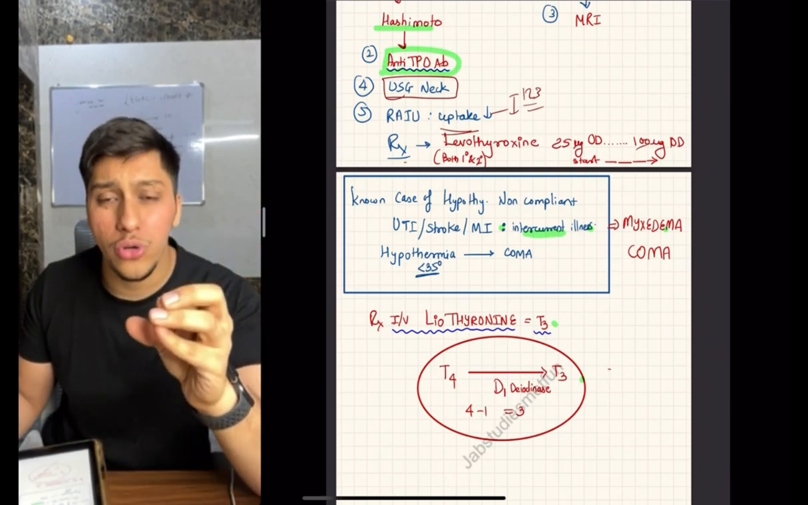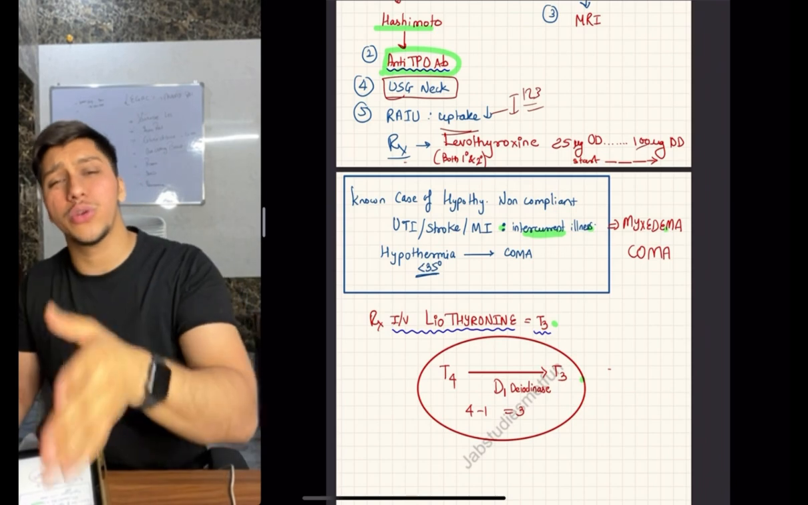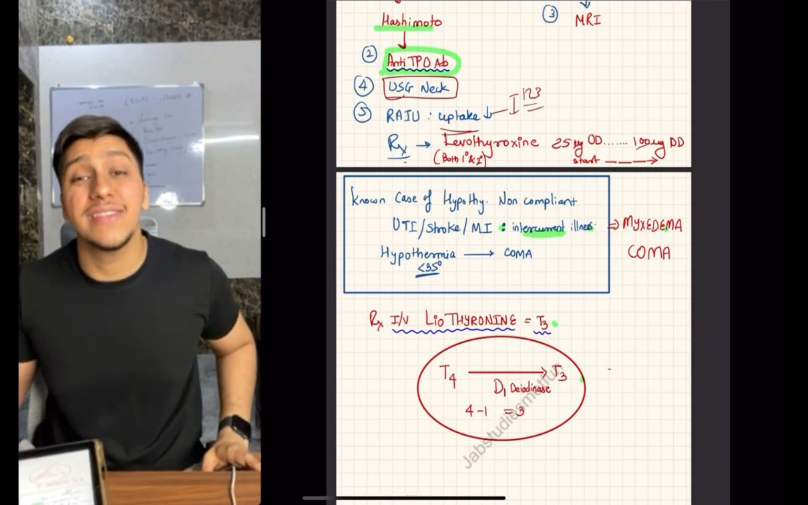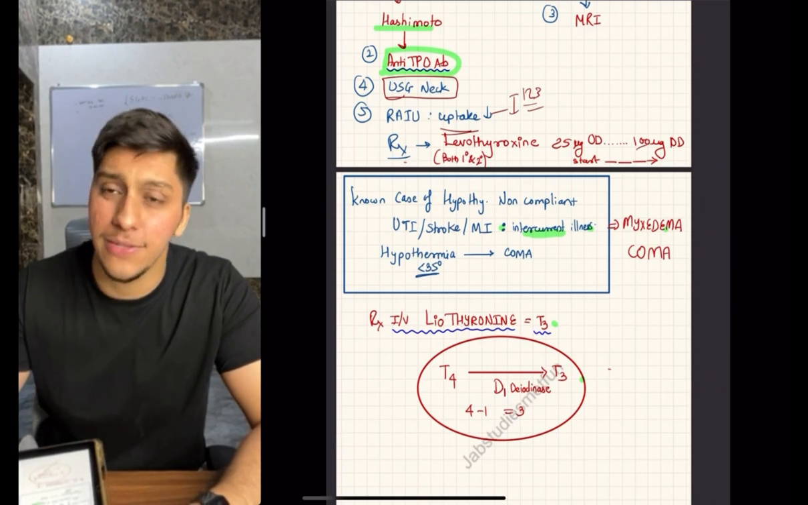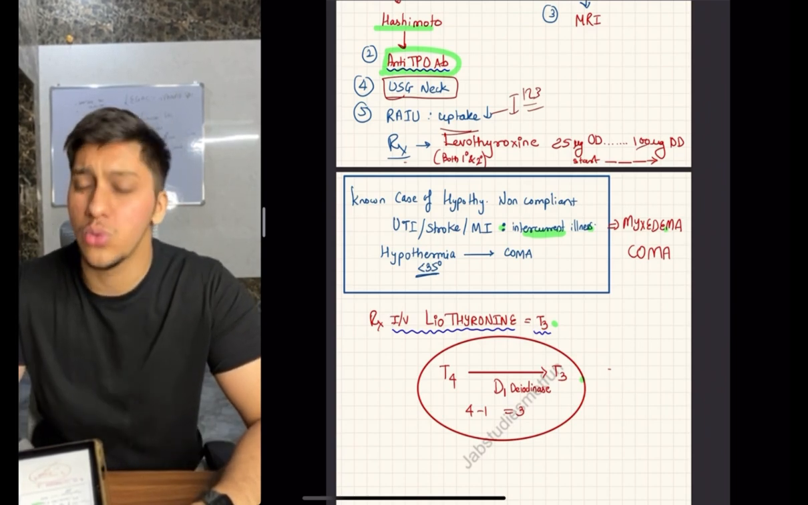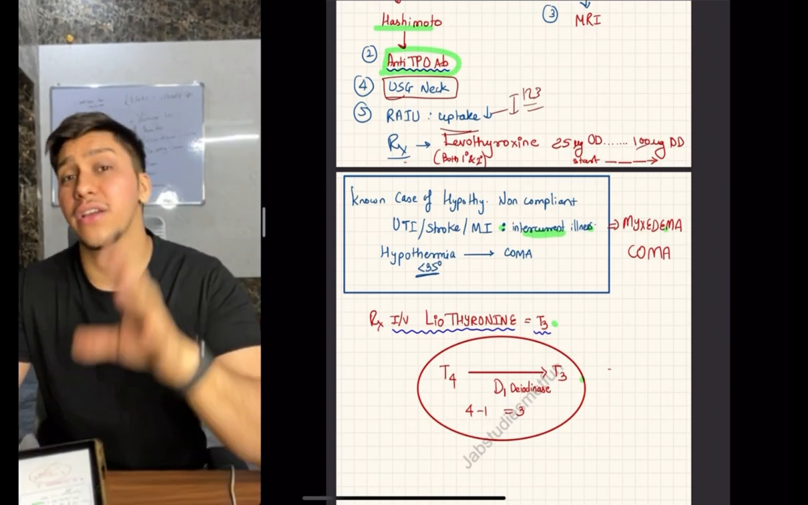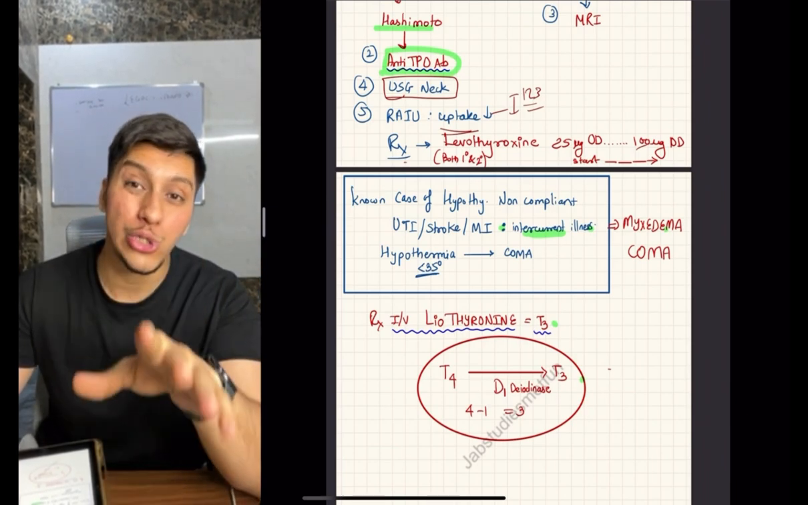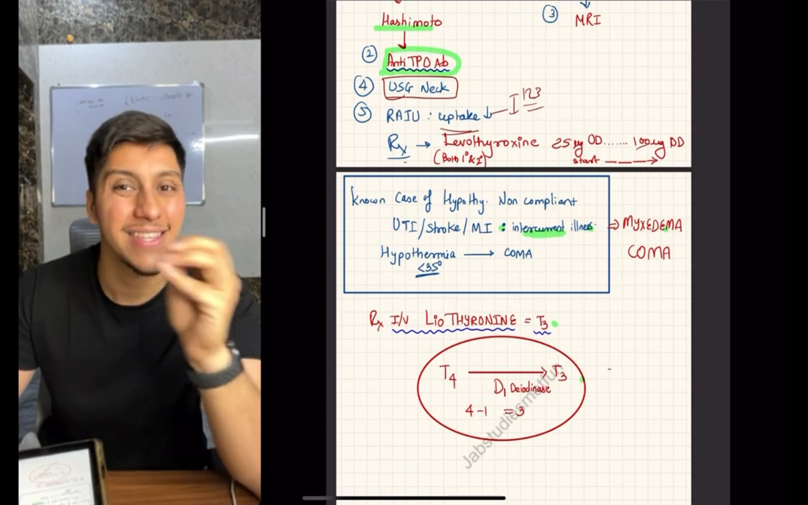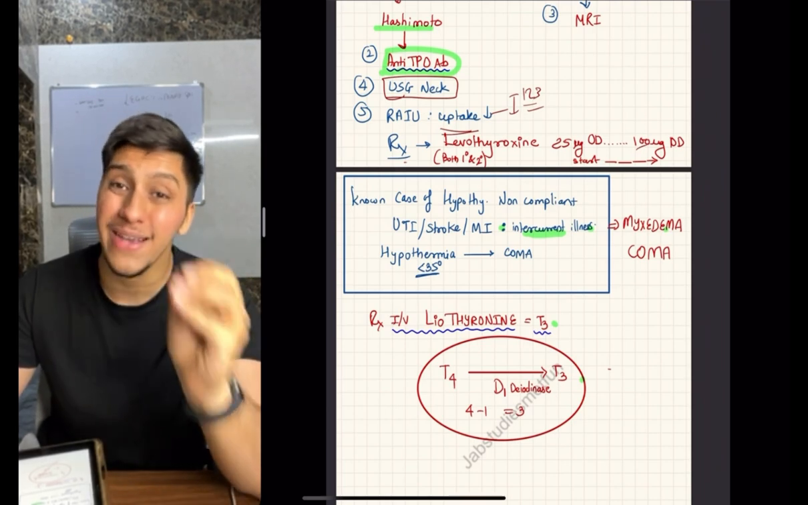You give a slow dose of 25 microgram and slowly increase it up to 100. But this is for an already tolerable condition of thyroid issues like hypothyroidism. If you have a patient who has hypothyroidism, and the patient had an intercurrent illness like UTI, stroke or MI, and the patient is also hypothermic, less than 35, this condition is known as myxedema coma.